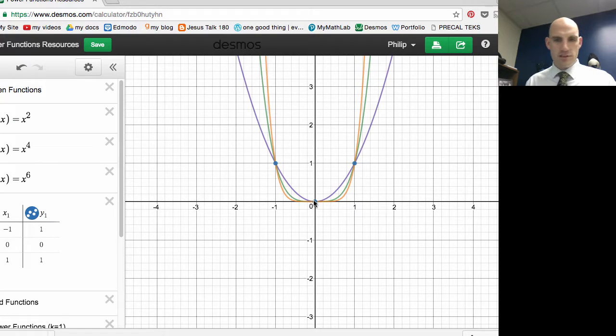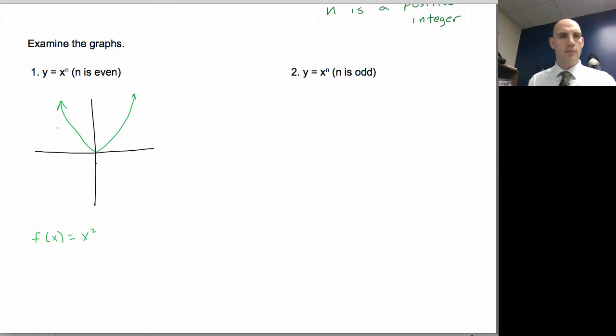My next one that I'm going to draw is this green one. So it goes below my x squared, but through that point. So I'm going to try to recreate this one. f of x is x to the fourth. And if I draw in these points that I had on my other graph, this one's going to come up like this. So kind of like that.